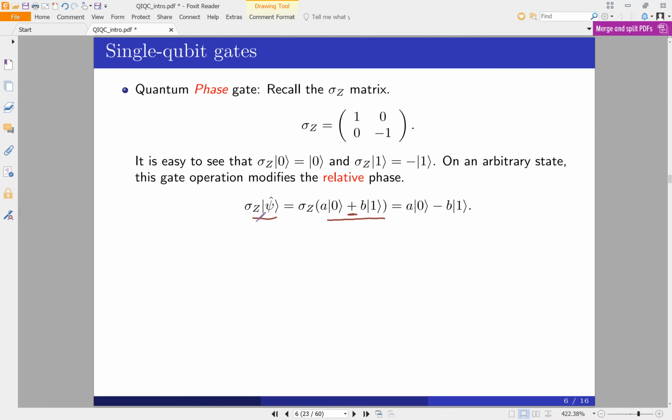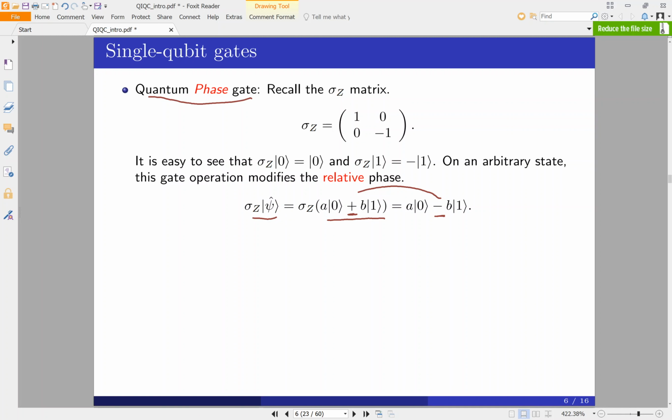But now when sigma z acts on it, it does nothing to ket 0, but it adds a minus sign in front of ket 1. So what it does is it modifies this relative phase to something else. What was originally 0 now becomes e to the i pi. So the relative phase becomes pi, and now you have a minus sign here. So this is why the sigma z matrix is called a quantum phase gate. It modifies the relative phase in a superposition.